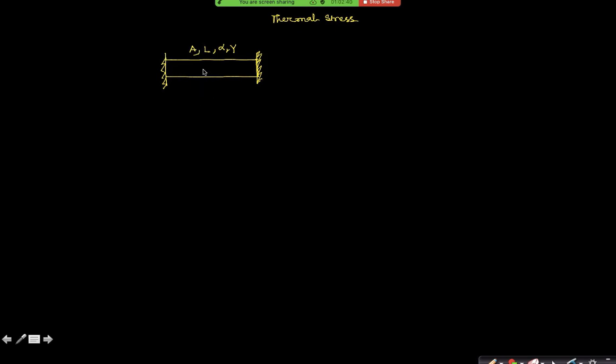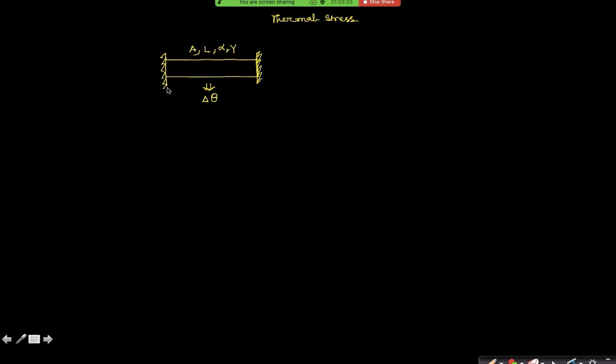Suppose the rod is at 0 degrees Celsius. Now if I increase the temperature of the rod by delta theta degrees Celsius, what should happen? In one way the rod should increase its length, but as these two supports are fixed, it cannot increase its length. So it should increase its volume also? No, it's not volume, because volume change only happens when the forces are from all the directions.